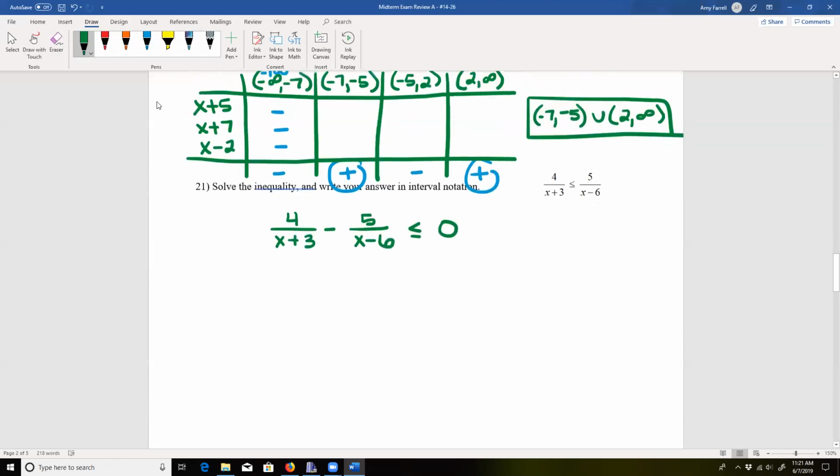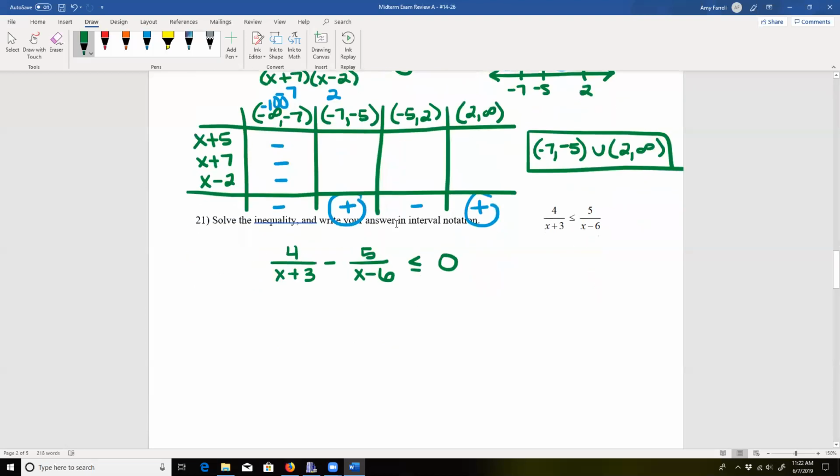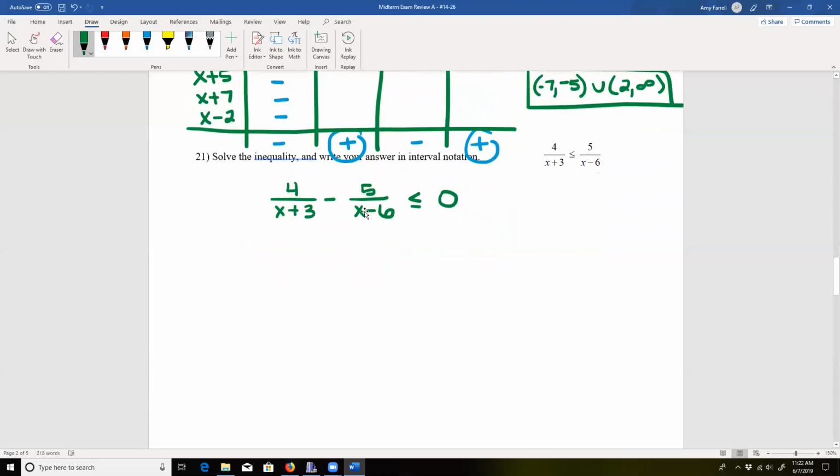Now it's going to end up being a lot like number 20. But I do need to get a single rational expression on the left-hand side. To actually subtract these, I need a common denominator. So I'm going to multiply the first rational expression by x minus 6, top and bottom, and the second one by x plus 3.